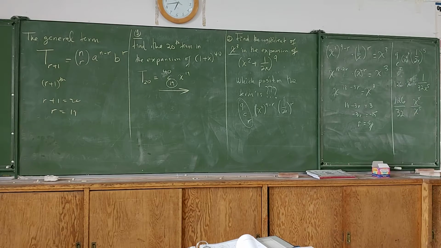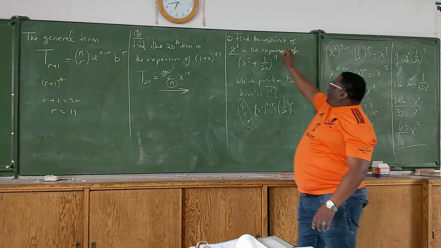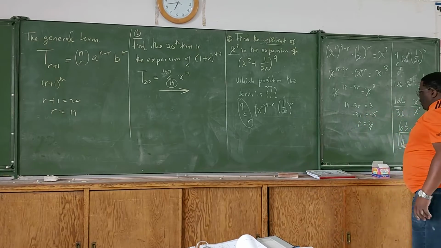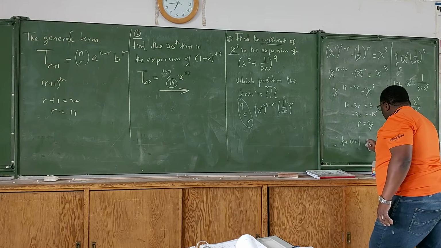What is 126 over 32? Let me ask the question again. What is 9C5? Are you sure? Please check again. 126. And 2 raised to the power 5. So what is 126 over 32? Give me that as an improper fraction. 63 over 16. Now, but the question is asking for what? The coefficient. Therefore, the coefficient is still easy.